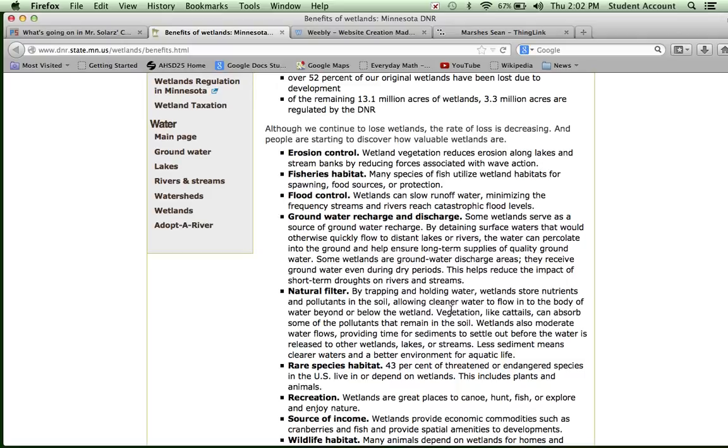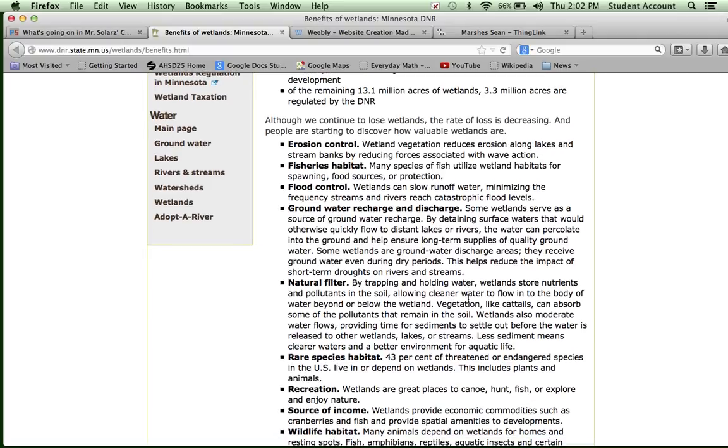They store nutrients and pollutants in the soil, allowing cleaner water to flow into the body of water beyond or below the wetland. Vegetation, like cattails, can absorb some of the pollutants that remain in the soil.